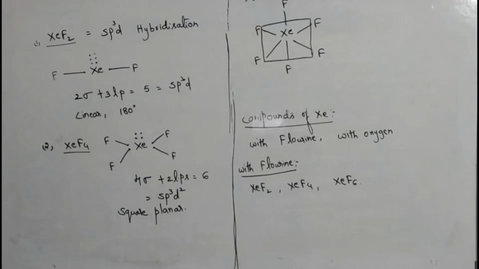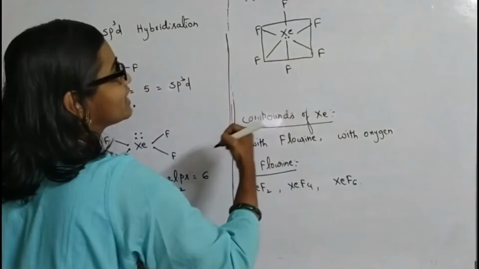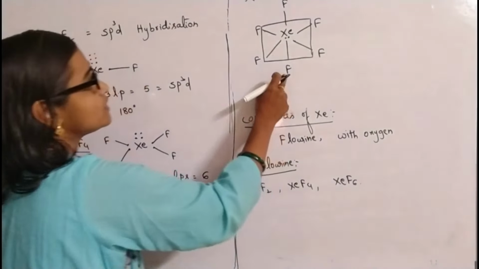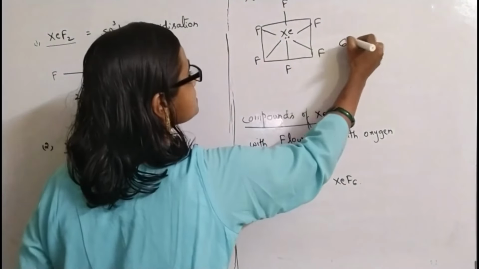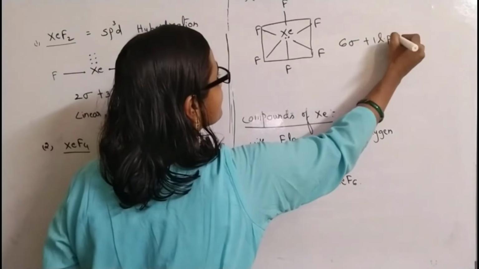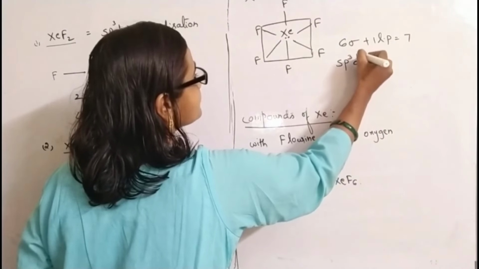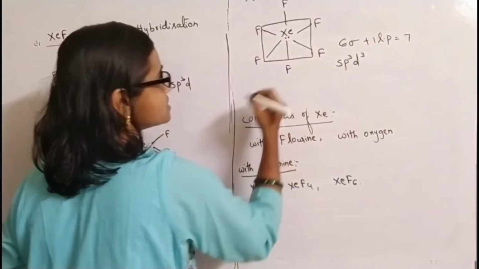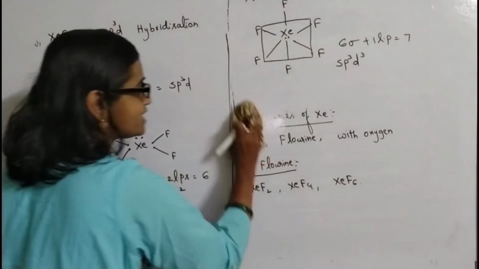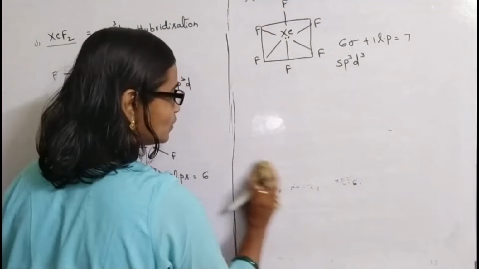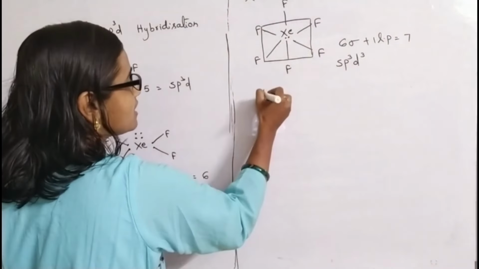1 lone pair of electrons. It is left with 1 lone pair also. So here how many totally? 1, 2, 3, 4, 5, 6 sigma bonds plus 1 lone pair will be there. So total is 7. So hybridization is what? sp3d3 hybridization. And the shape of this is what? Distorted octahedral shape. Because of the presence of lone pair, you will find the shape of XeF6 is what?